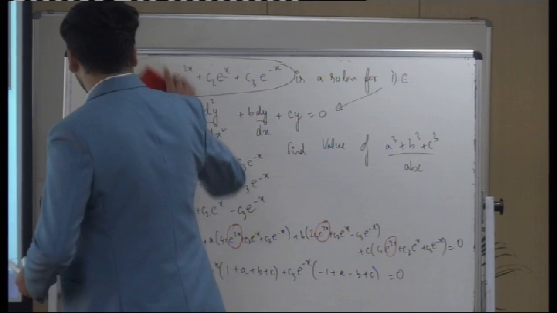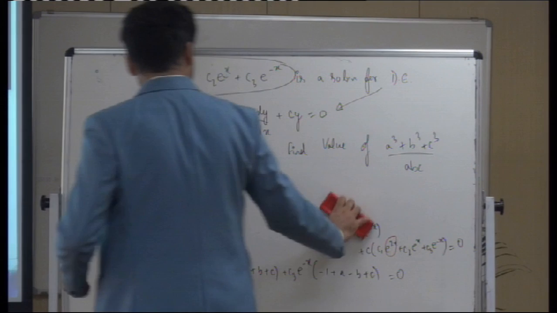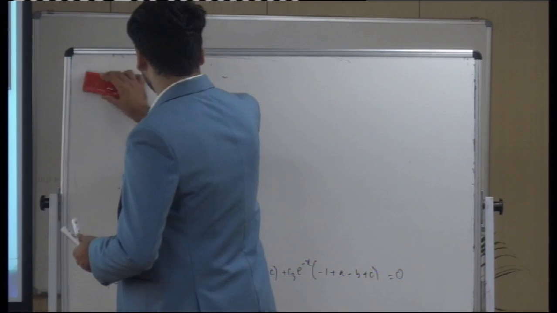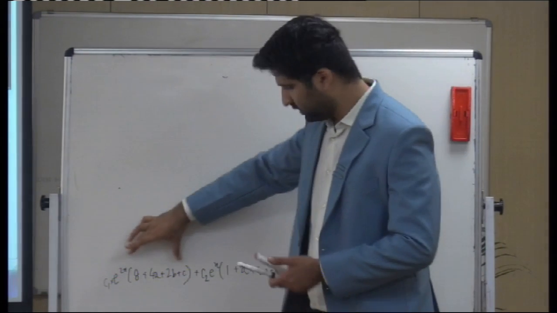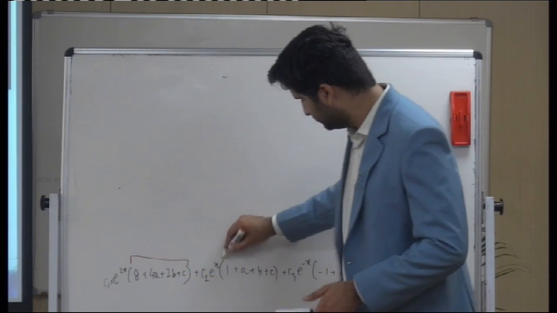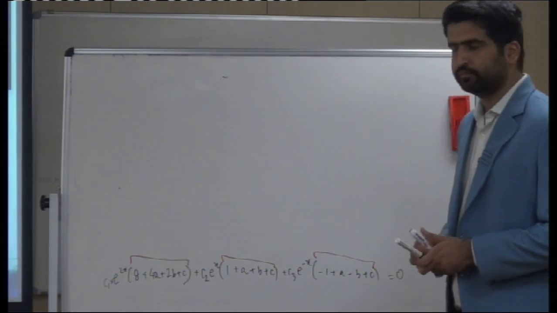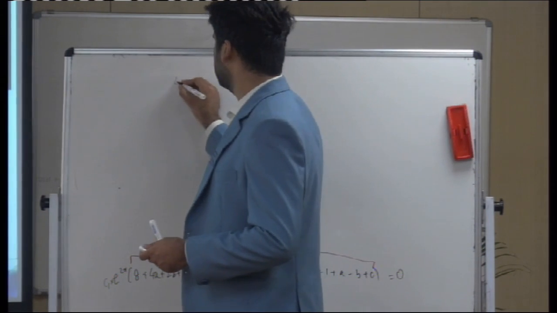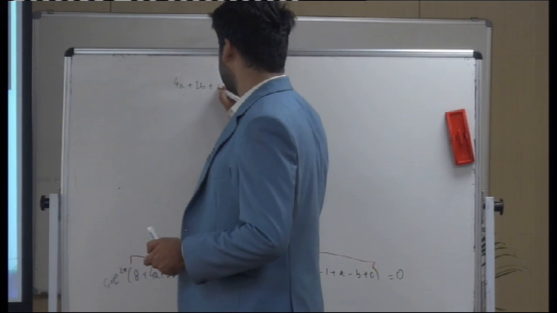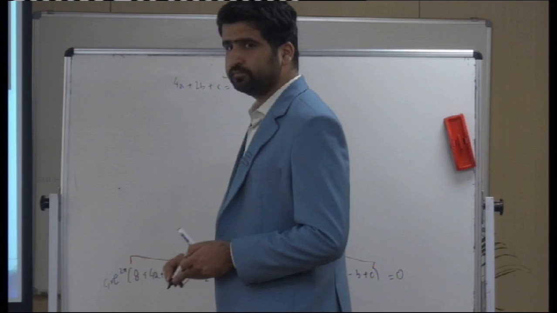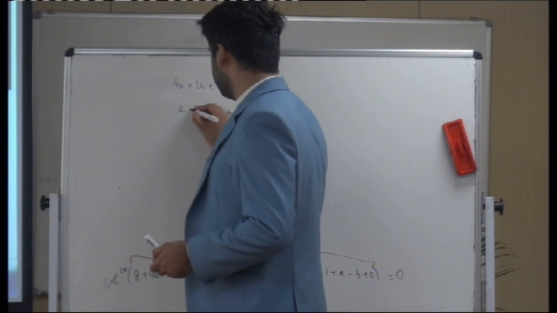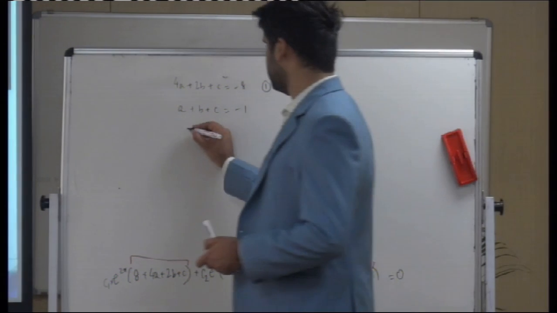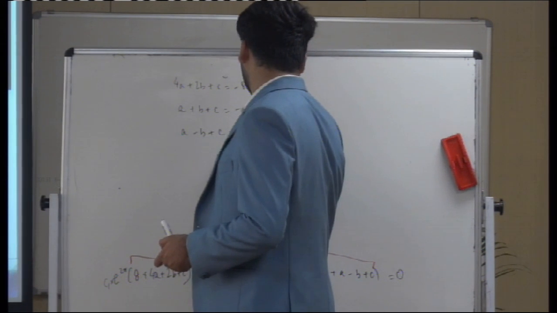So what does this imply? This implies that all these 3 terms are separately equal to 0. That 4a plus 2b plus c plus 8 is 0, which gives us the first equation, which is 4a plus 2b plus c is equal to minus 8. The second one will be a plus b plus c is equal to minus 1. Third equation is a minus b plus c is equal to 1.